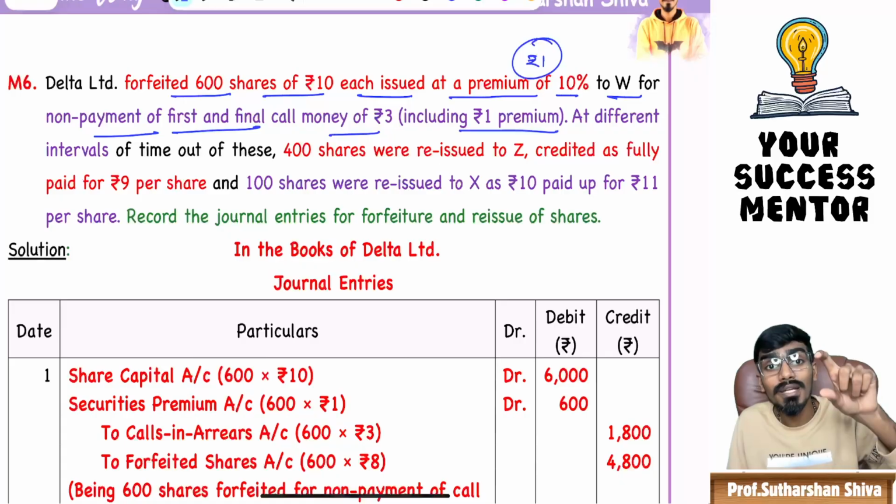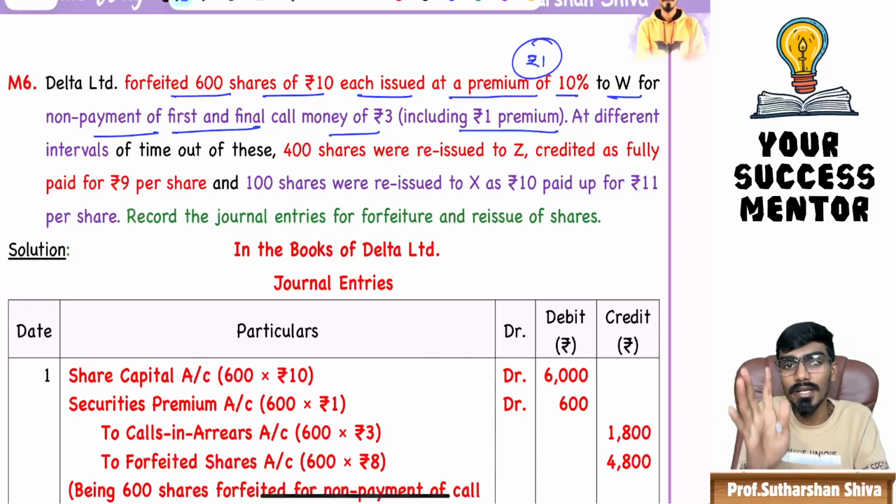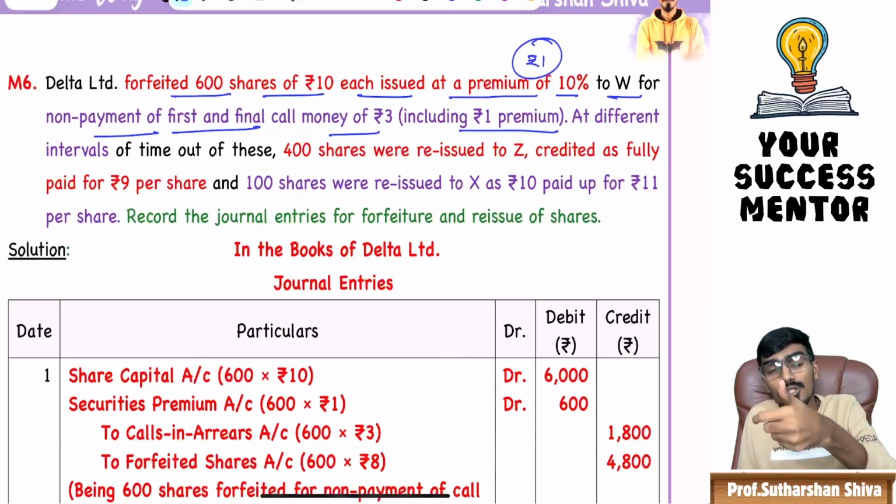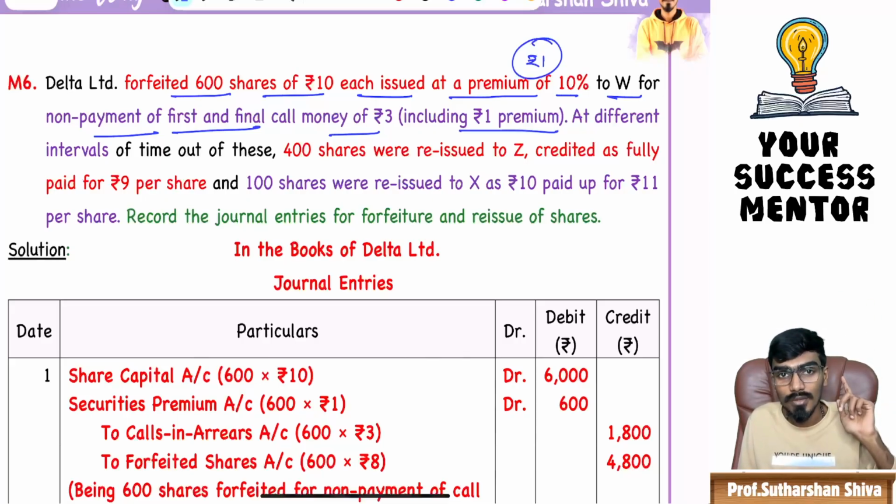If it is included in the first and final call money, that is non-payment. Whenever the non-payment is there on the securities premium, at that time only securities premium account will be debited in our books of accounts, because we need to reverse that, right? Because we already passed the entry of securities premium. Now we need to close that book. So along with equity share capital we will also debit securities premium. Okay, then most importantly the reissue part comes into the picture.